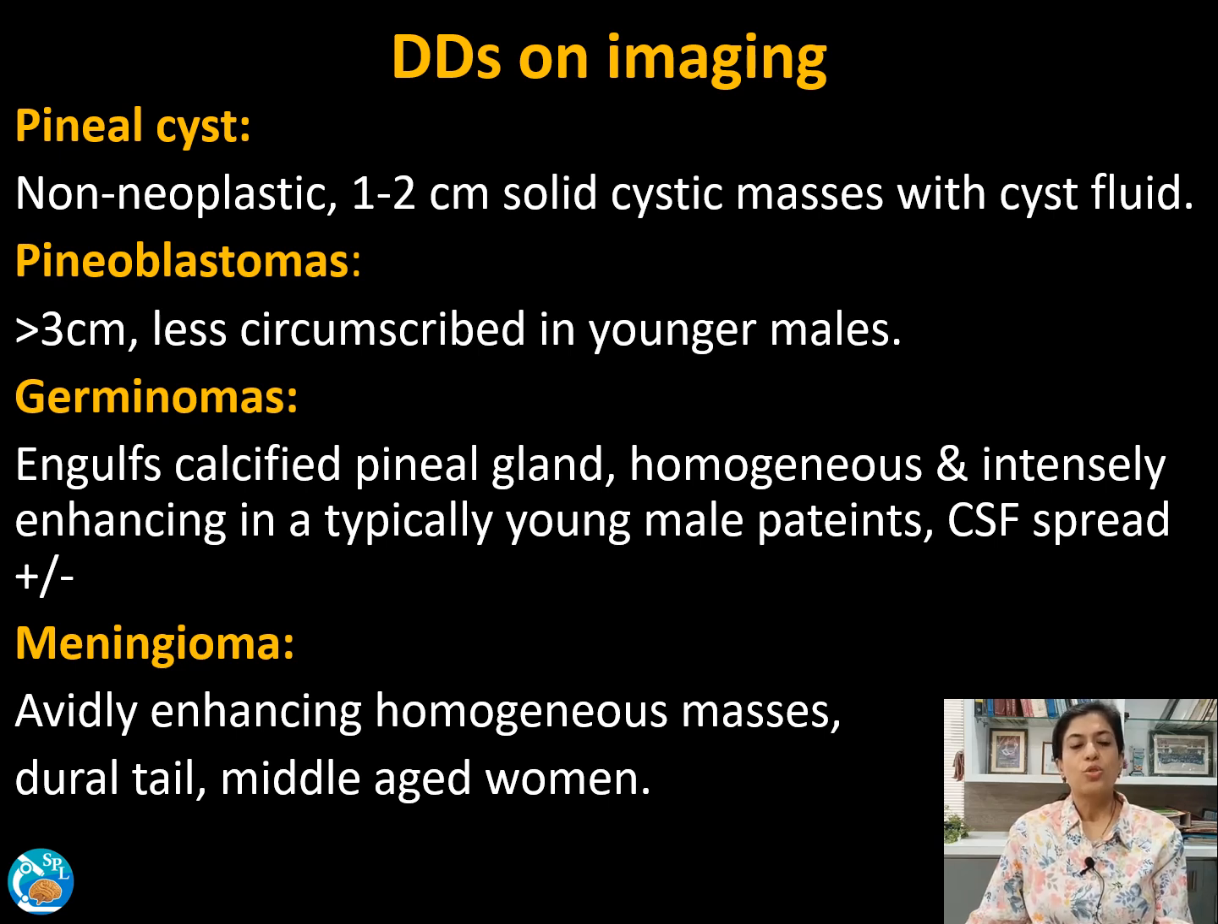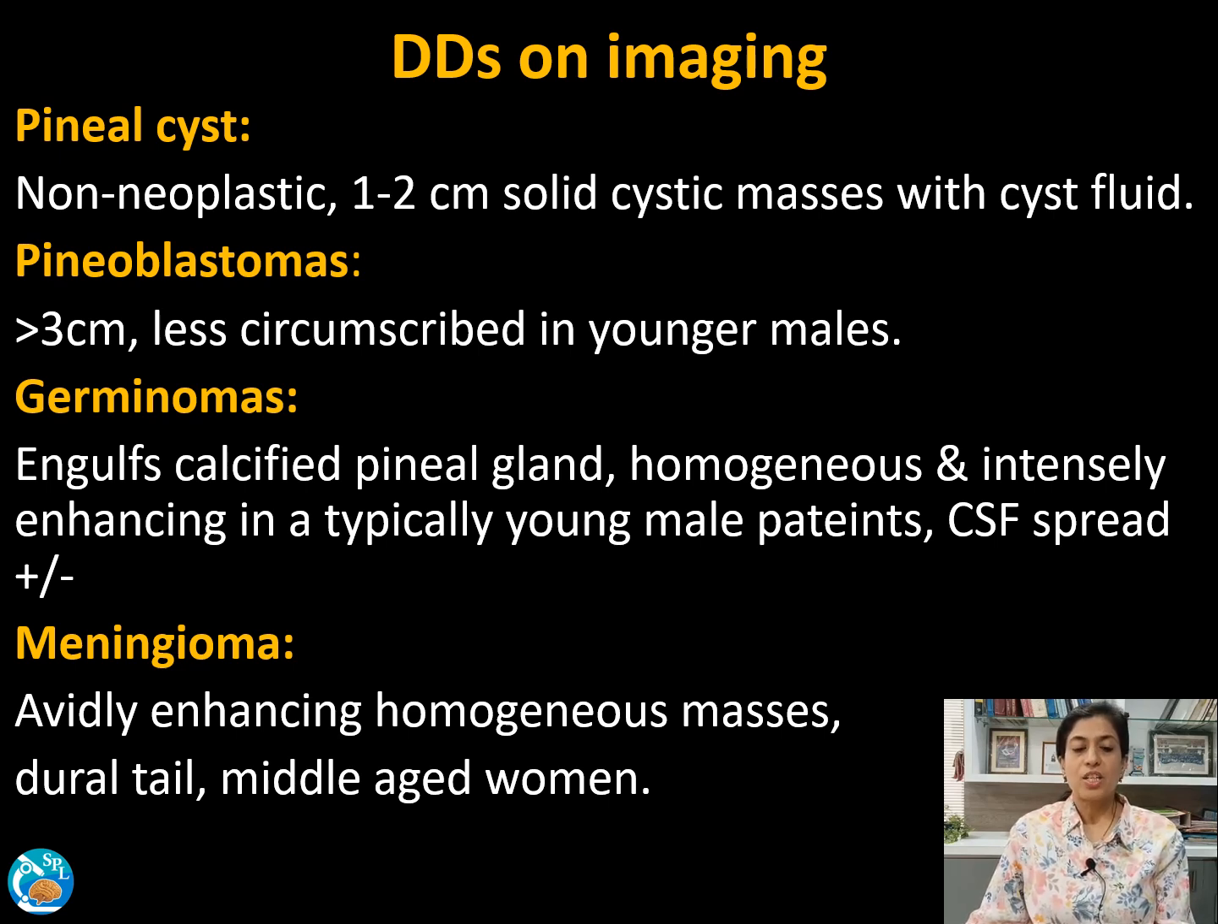The next differential diagnosis you should remember is the germinomas. Now, the germinoma usually engulfs the calcified pineal gland. These are homogeneous and intensely enhancing, typically found in young male patients, and they may show CSF spread, which may or may not be present. One should also take into consideration the clinical profile such as the germ cell markers, that is alpha fetoprotein and beta HCG levels. Now all these markers will be absent in case of pineocytomas.